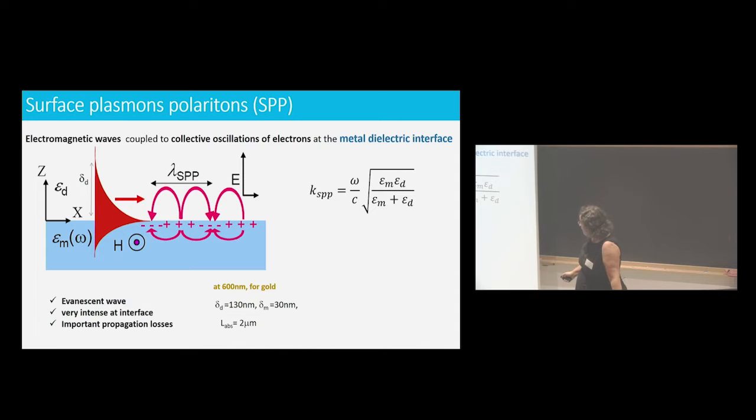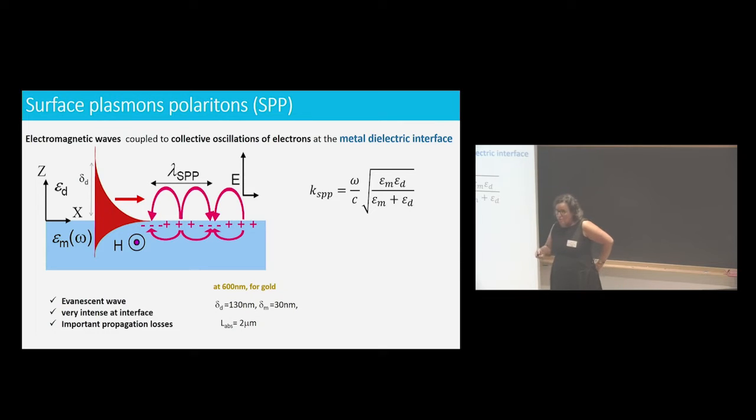Then the field is very intense here, and it is used in applications, but the losses are high. So the losses, of course, depend on the wavelengths you work with. In the visible, typically you have a few microns. If you go to infrared, you can increase the length of propagation to 2/10, even a few hundred micrometers, but you have to go very high in the infrared.